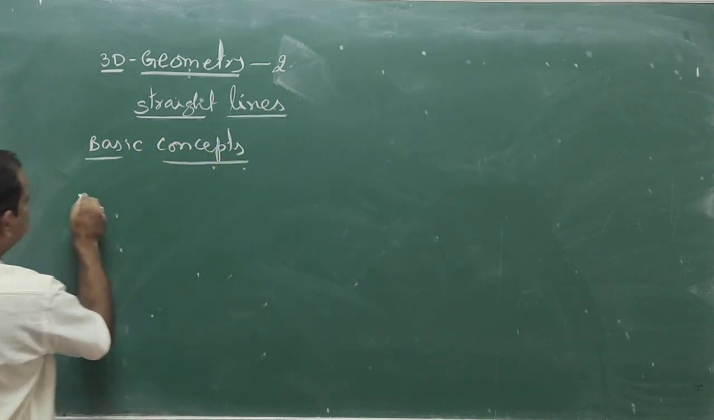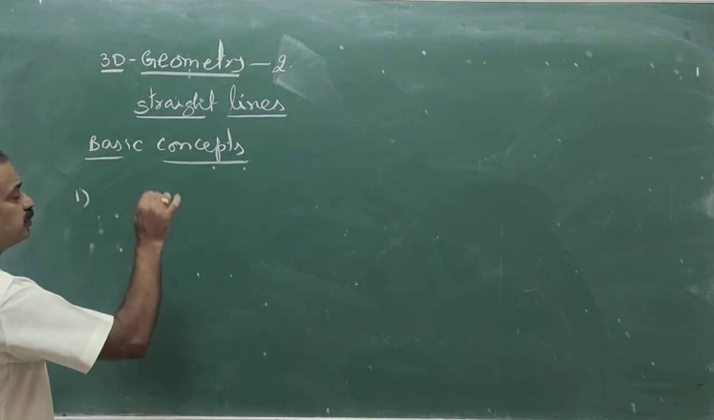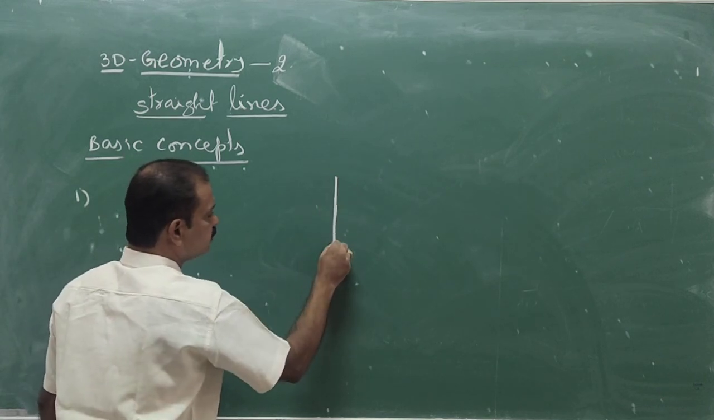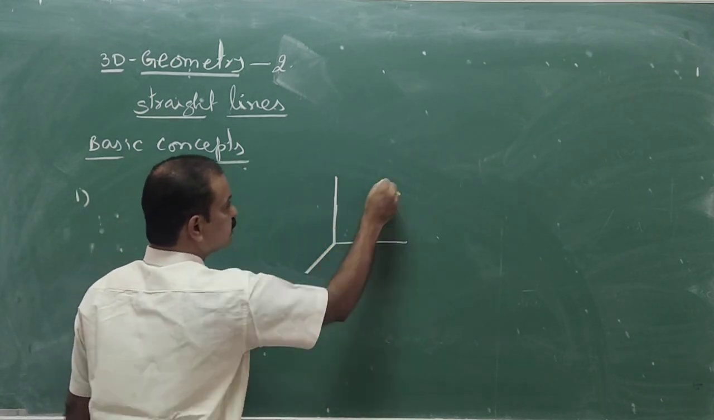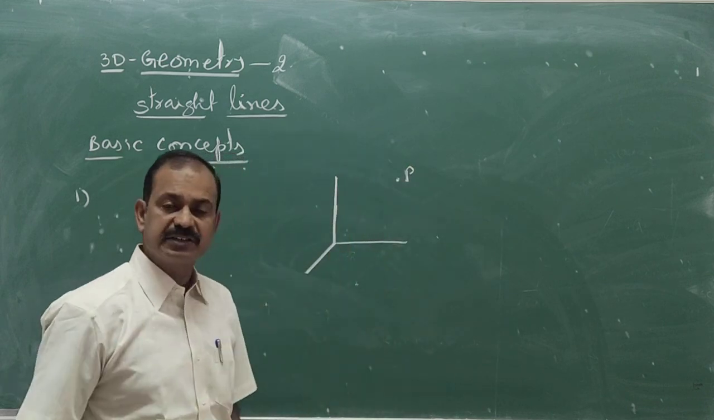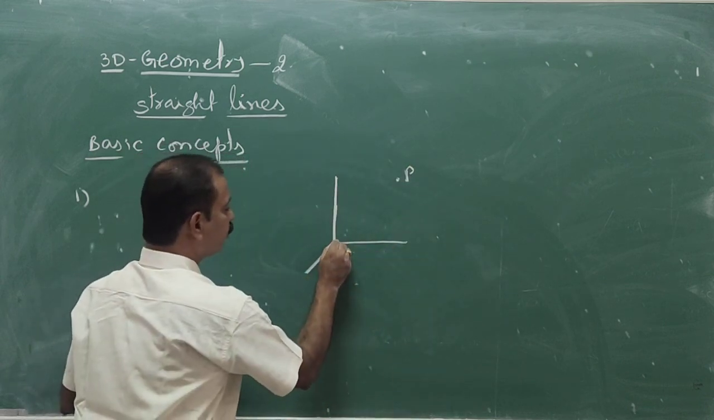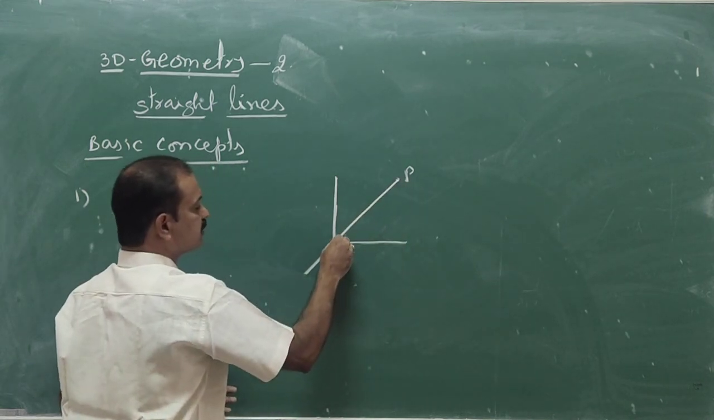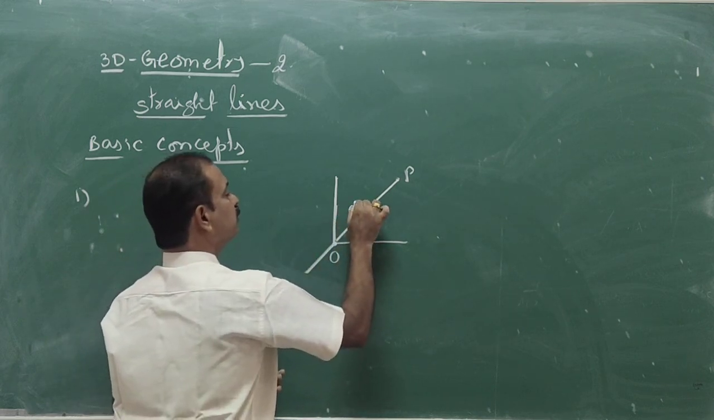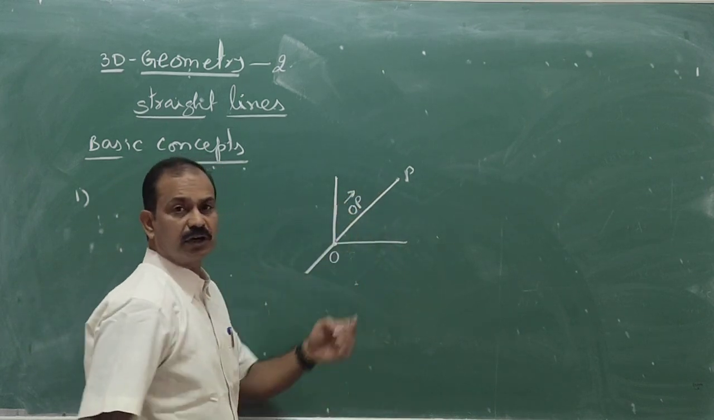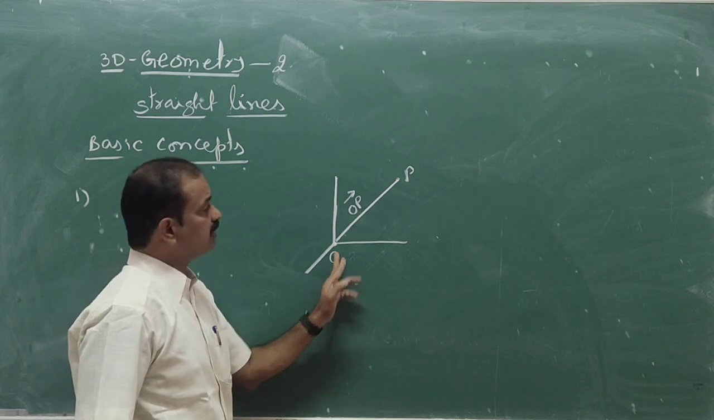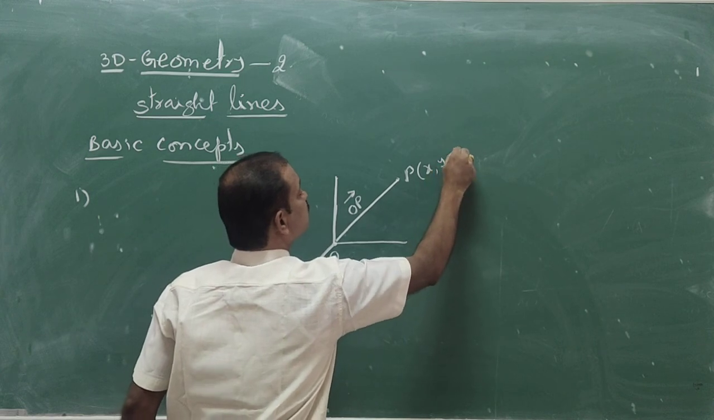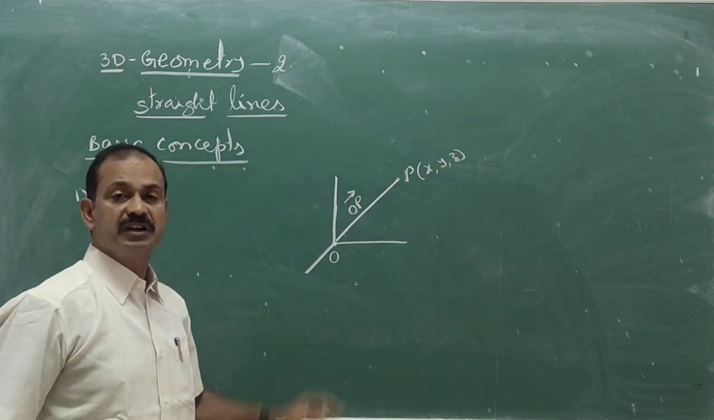The first basic concept is the position vector of a point. What is the position vector of a point? It is a vector whose initial point is the origin and whose terminal point is the given point. Such vectors are called position vectors.